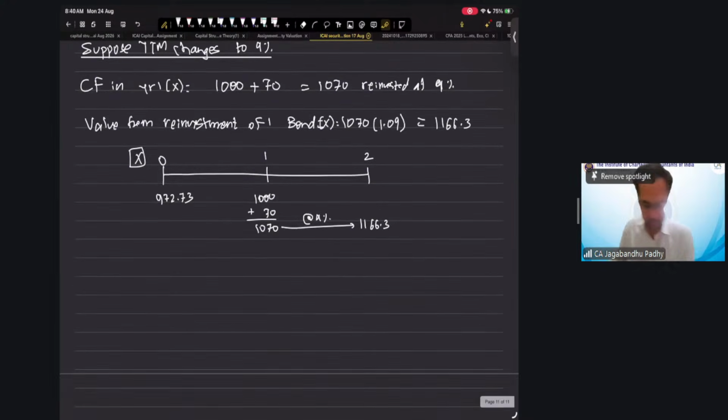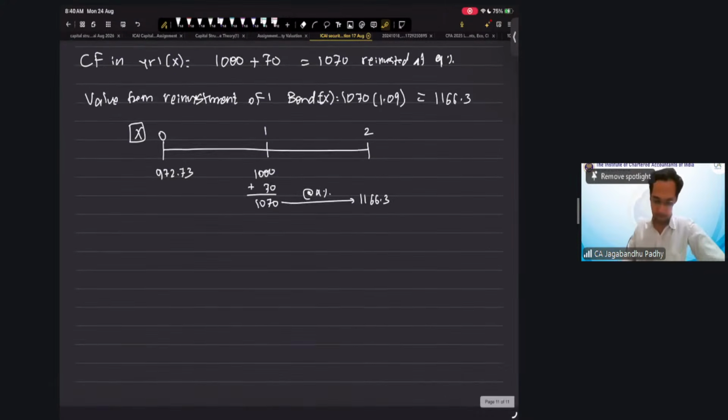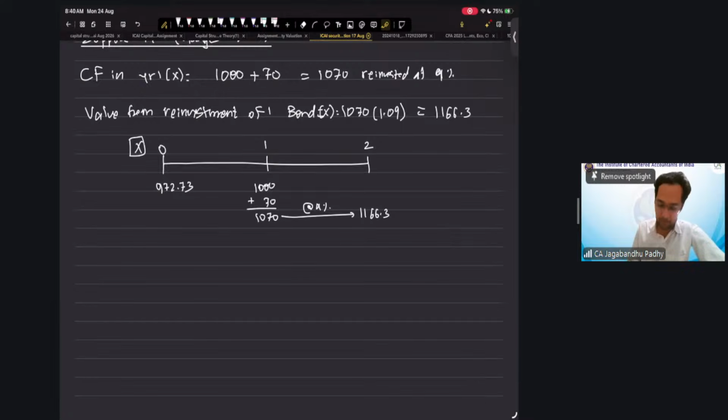Yes. Now let us see what happens with bond Y. What was the tenure of bond Y?